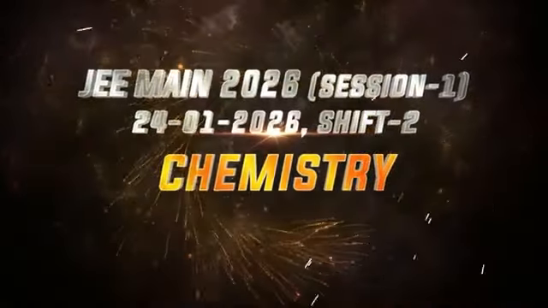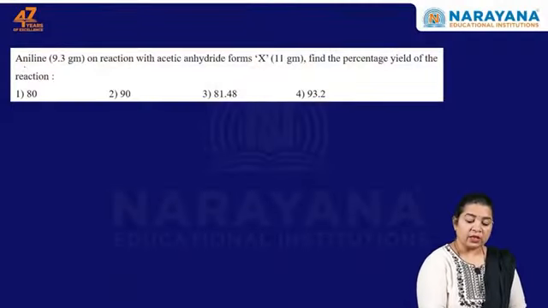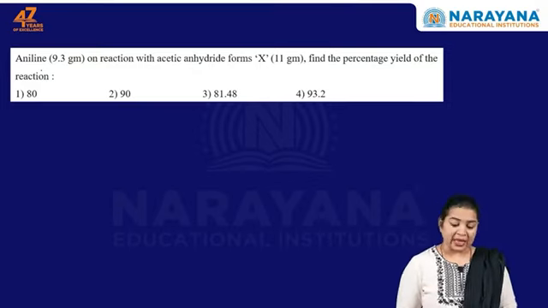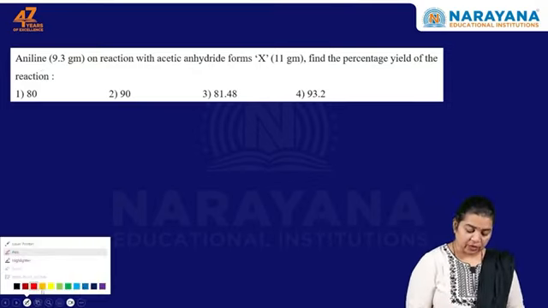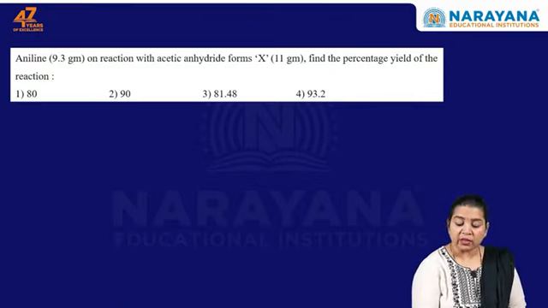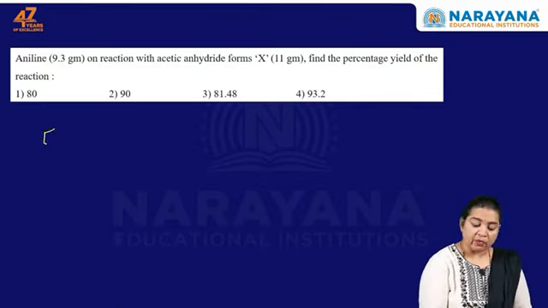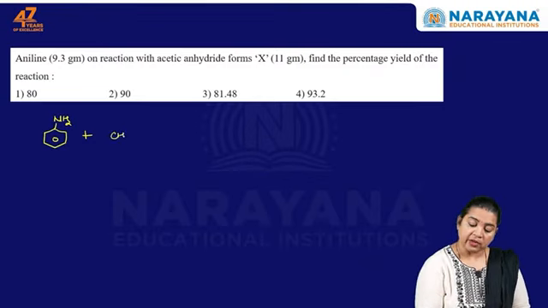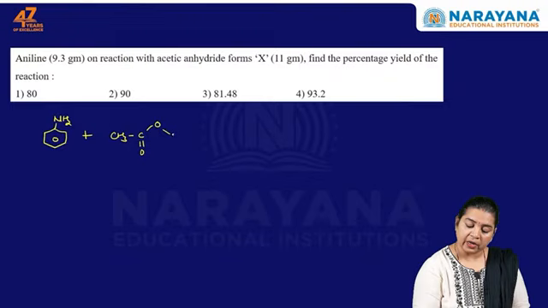Thank you. Now, moving to chemistry. Here is the next question from organic. It is aniline, 9.3 grams, on reaction with acetic anhydride. First, you need to know what the reaction of aniline with acetic anhydride is. So it is an acetylation reaction.